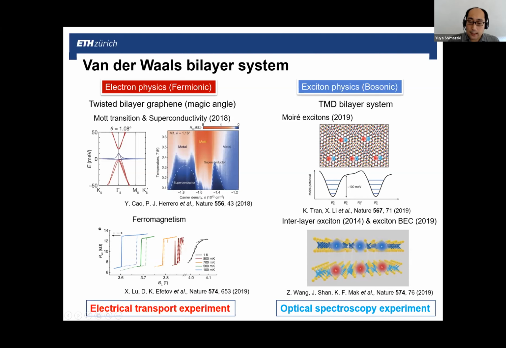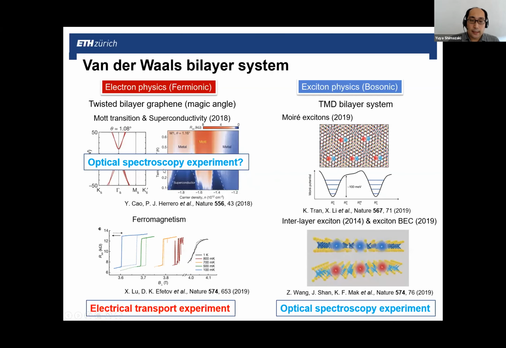This interlayer exciton has the electron and hole in separate layers, which gives a dipole moment perpendicular to the layers. And last year, a BEC phase in this interlayer exciton was reported by the Cornell group. This exciton physics has been studied by optical spectroscopy experiments. So the motivation of today's talk is whether we can assess this correlated electron physics by optical spectroscopy experiments.